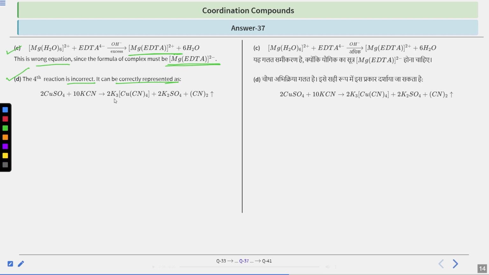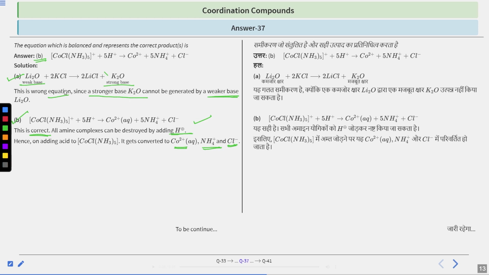So these are the correct explanations for every option given in this question. And after looking at every option explanation, we conclude that the reaction given in the B option is the correct reaction. And thus our B option is the correct answer.